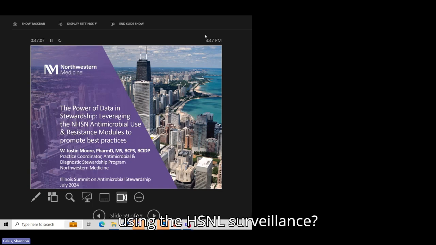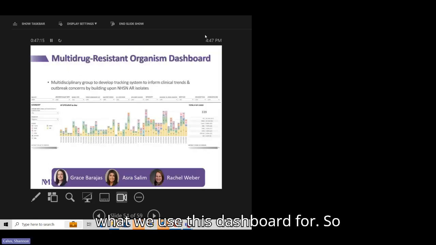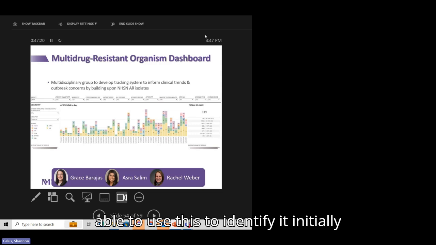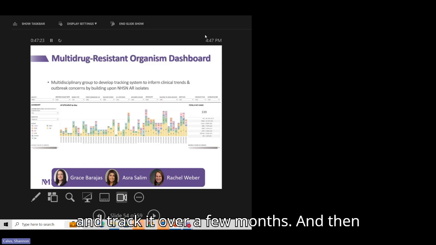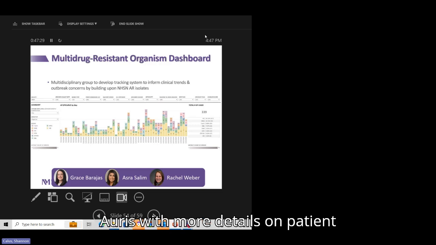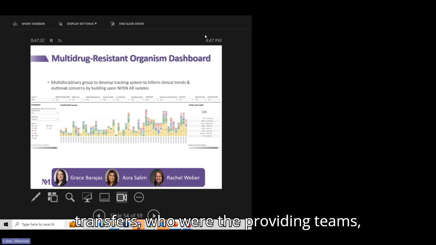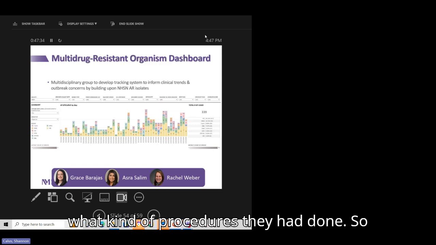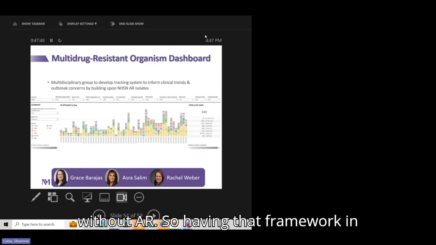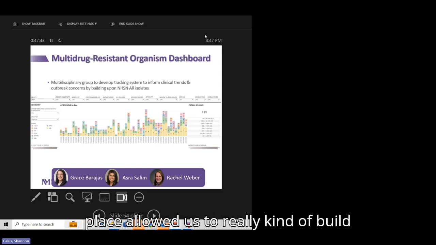Have you ever thought of using the NHSN data to augment surveillance of any nosocomial infection outbreaks that may be happening in the system? This is exactly what we used this dashboard for. So especially we had concerns for an outbreak with Candida auris, and we were able to use this to identify it initially and track it over a few months. And then it led to us building an additional dashboard specifically focused on Candida auris with more details on patient transfers, who were the providing teams, what kind of procedures they had done. So yeah, this was fundamental, and we wouldn't have been able to do this without AR. So having that framework in place allowed us to build upon it and have a tailored approach for us at our institution.